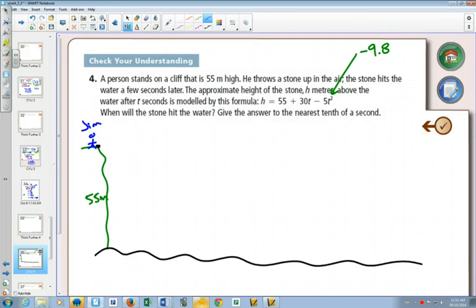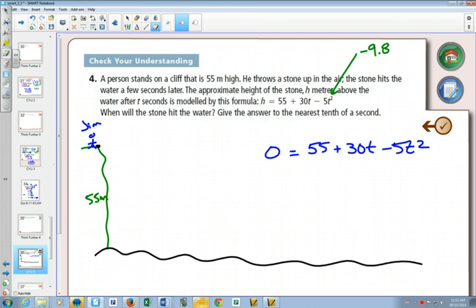0. So we get an equation, 55 plus 30t minus 5t squared equals 0. We get an equation that looks like our quadratic equations. Because it's telling us to the nearest tenth, I know that it's not going to factor very nicely. So I'm going to solve this one by completing the square.